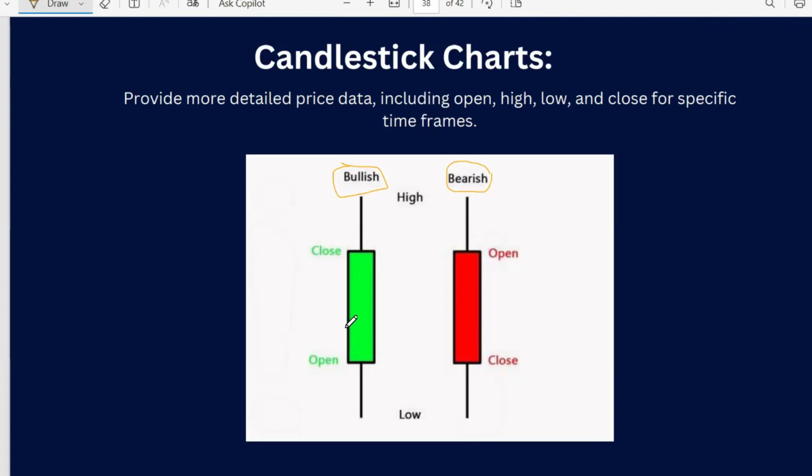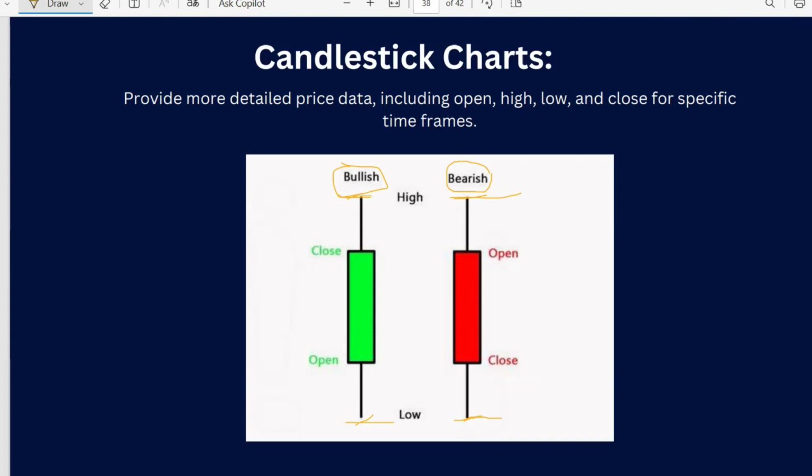Now, how do candlesticks work? This is the low and the high, right? Here is the high of the candle. The bottom is the low of the candle. Here is the low of the candle. The top is the high of the candle. You understand that? Yeah. High and low. So know the low, know the high.